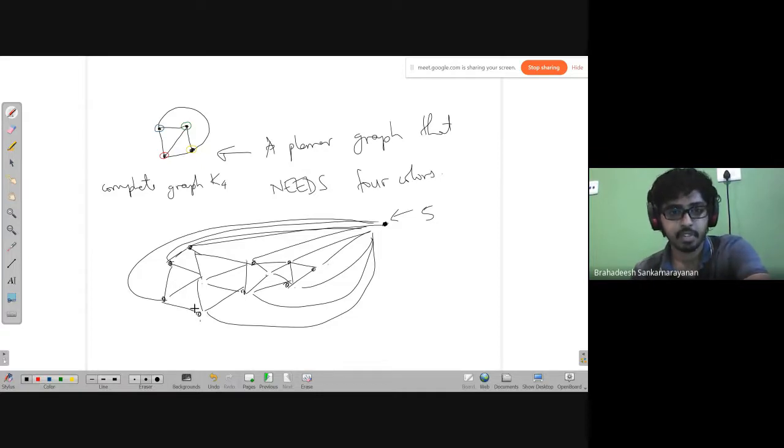If you have found a coloring of this smaller graph that I started out with, such that the outer cycle took 4 colors, then I can create a bigger graph with one more vertex, which is also planar, but which will now need 5 colors, because none of those 4 colors are valid options for this fellow.